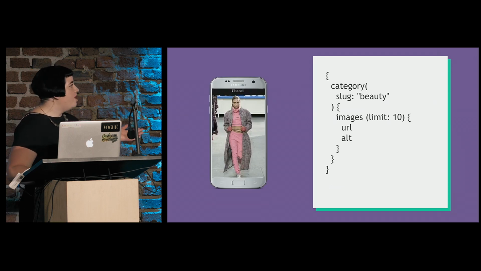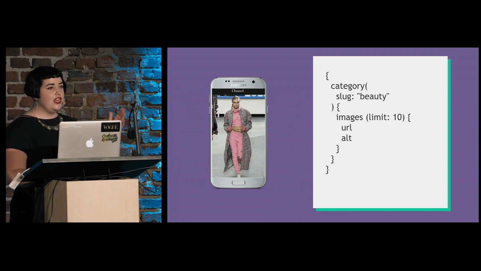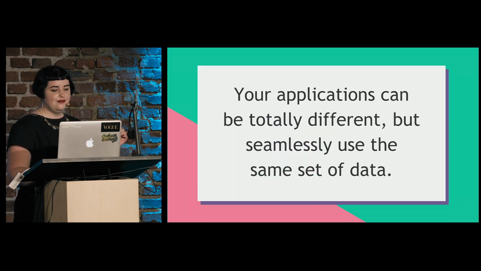But then in the native app, we also might want a beauty category page, but instead of articles, we want images. And because we're using GraphQL, we're not going to be burdened with all the images that we needed for the website. We can just say what we want, and we'll only get what we actually want. So your applications can be totally different, but seamlessly use the exact same set of data.